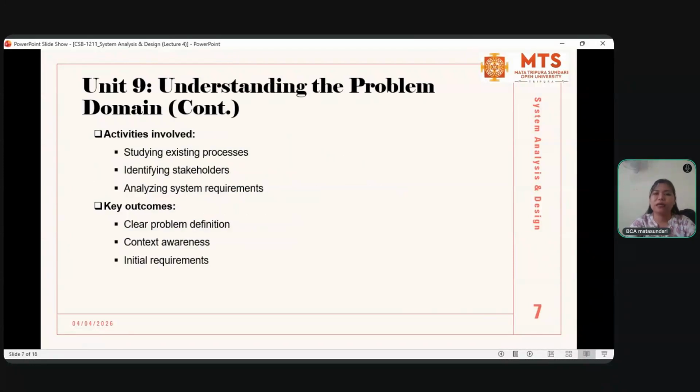Next, continuing the activities involved in this problem domain: studying the existing processes, identifying stakeholders, analyzing system requirements, and so on. What will be the key outcome? Clear problem definition, context awareness, initial requirements. So these are the key outcomes when we understand the problem domain.